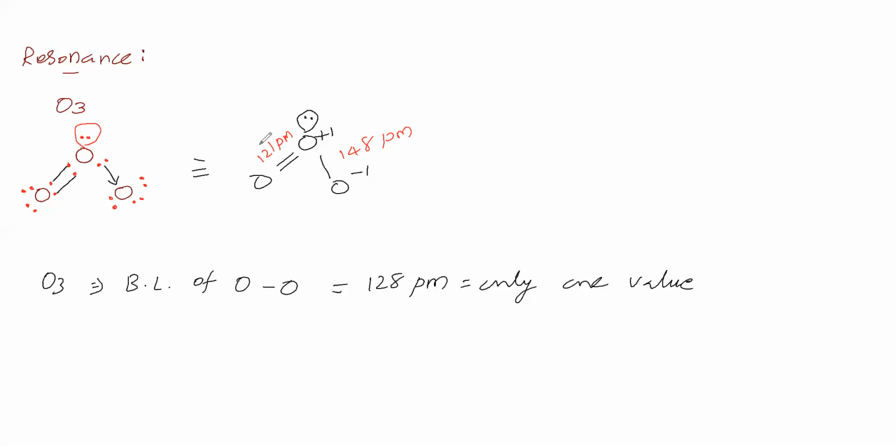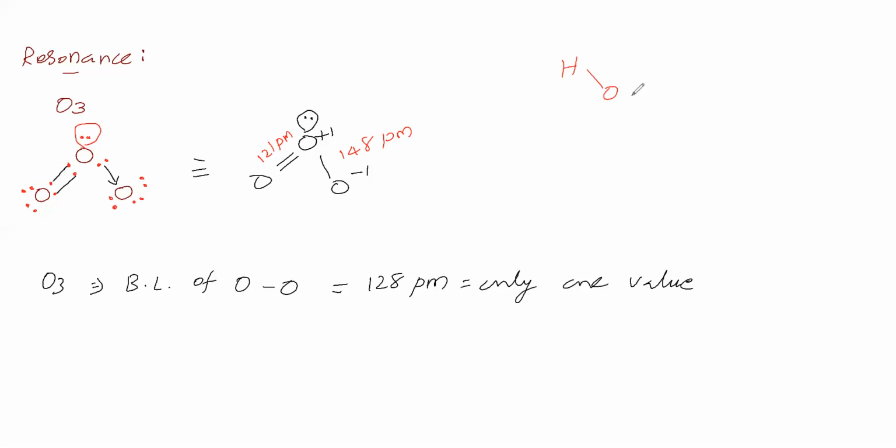Double bond has lesser bond length. Single bond means the bond length is high. Why is it so? Why does a single bond have a higher bond length and a double bond a lesser bond length? That we will see. Now we will take hydrogen peroxide.